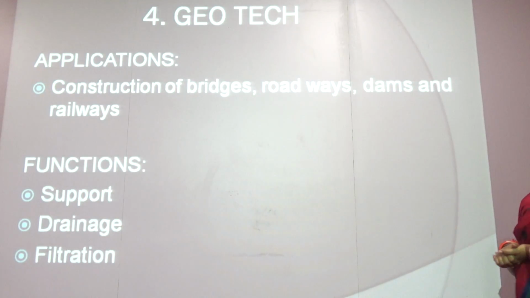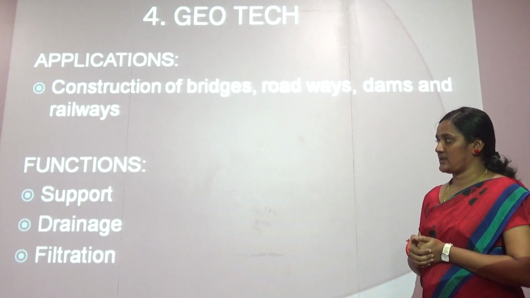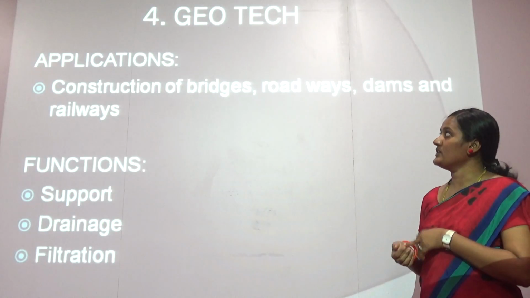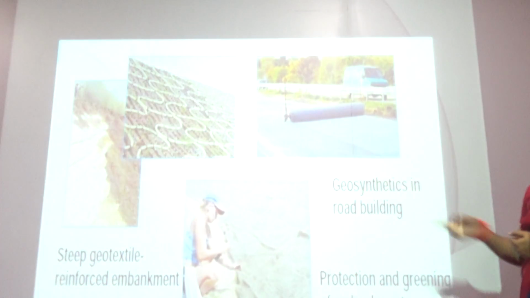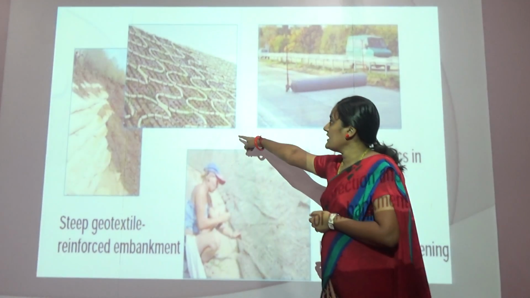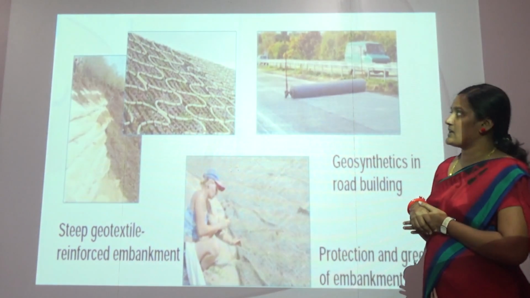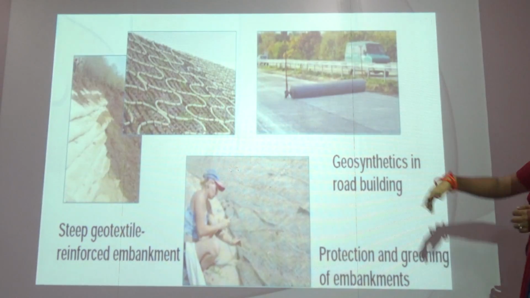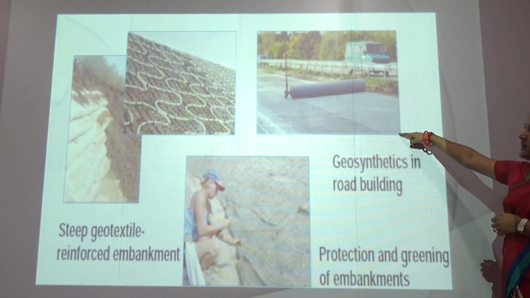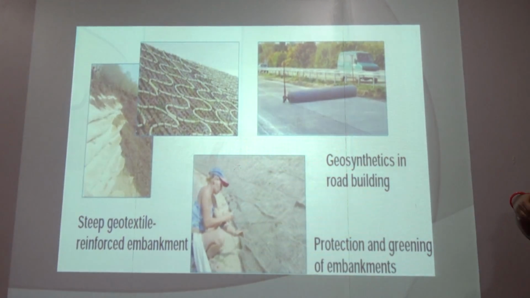The main functions of geotextiles are to support, drain and filter. For supporting, drainage and filtration properties, geotextile materials are widely used. These are the pictures of geotextiles. Here we can see textile material used for embankment purposes. For example, in dams, it helps to protect the water from leakage, and in roadways, the geotextile material is laid to protect against soil erosion, and in greening, the embankment textile material is applied.